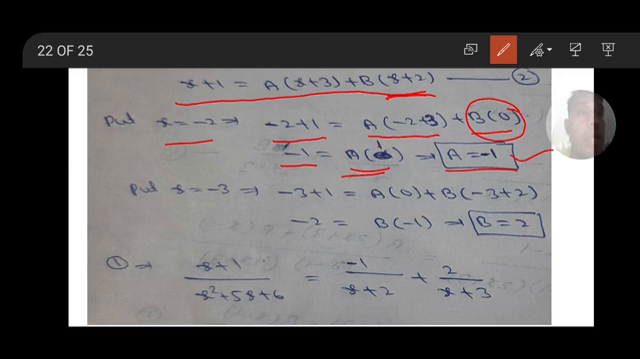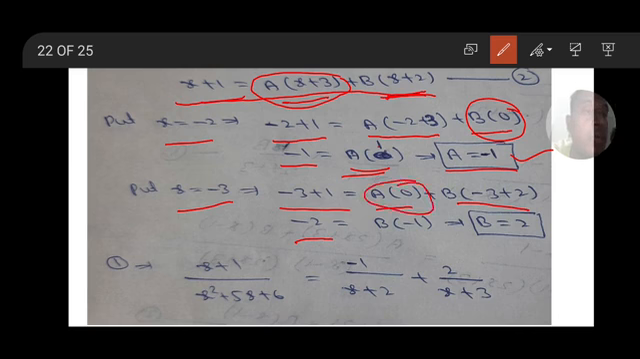Next, to get b value, a term must be 0. That is x equal to minus 3 in the equation 2. So minus 3 plus 1. A into minus 3 plus 3 is 0. B into minus 3 plus 2, minus 3 plus 2 means minus 1. So this term is 0.